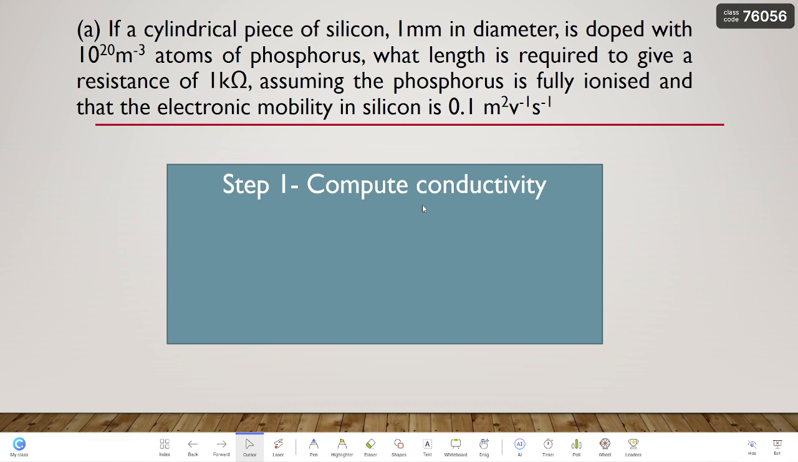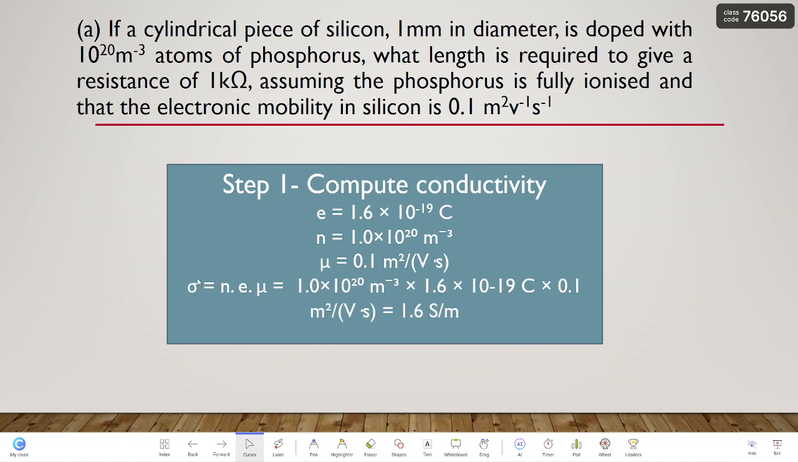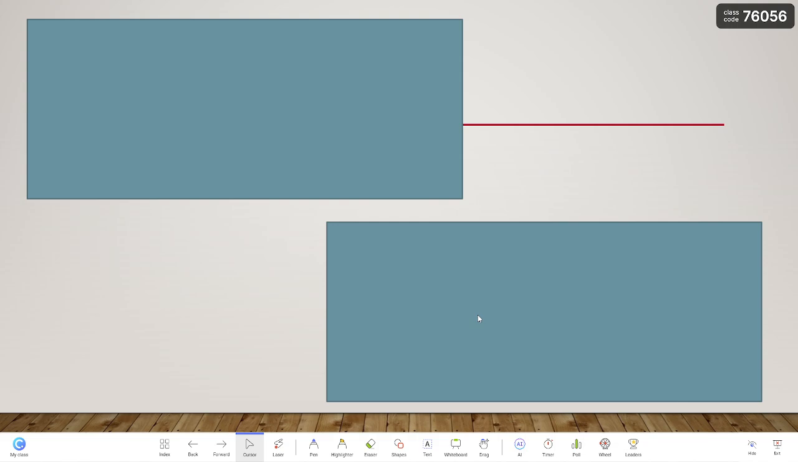In the first step, we are going to compute conductivity. To compute conductivity, we know the charge on the electron. We have been given this free electron concentration. We have been given the mobility. We just introduced the conductivity equation and we substituted these values here to get our answer for conductivity.